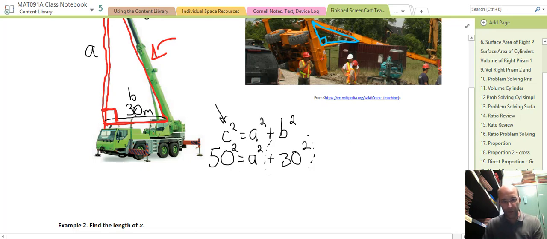So we need to subtract that off both sides, because what you have to do with one side of an equals, you have to do to the other for them to stay equal. So to get A squared by itself, we have to minus 30 squared off both sides.